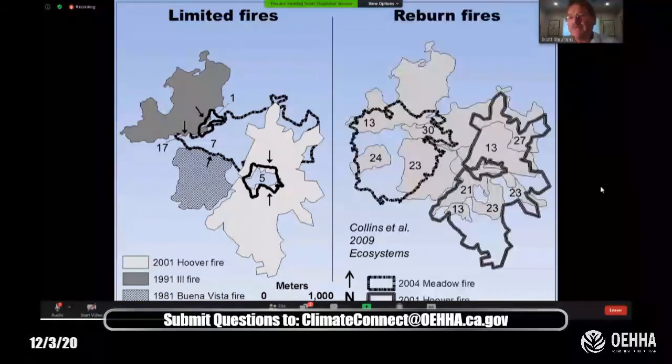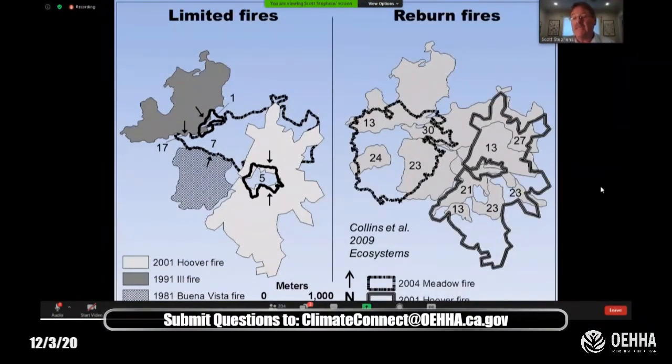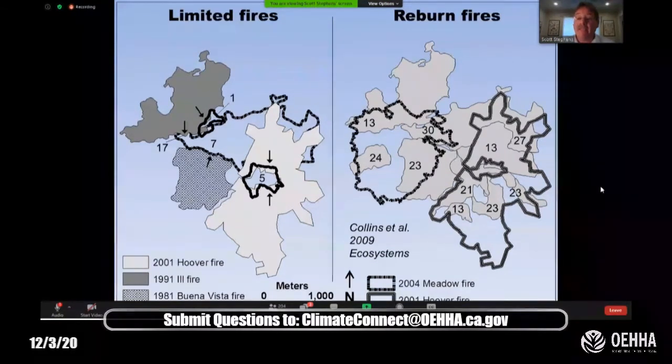Over here to the right is just the opposite. Here we see other fires, and we have another one here with dark black, and we see 30, 23, 24, 13. These are the years previous to this fire. So after a number of years, a couple of decades, 13 years to 30 years, the new fire burns right over the top. So fuels have increased, of course, through succession and plant dynamics.